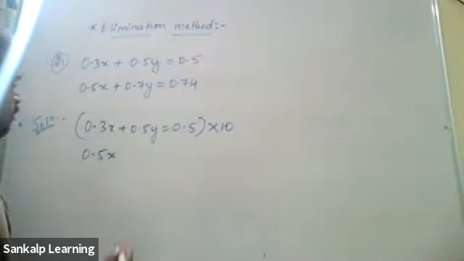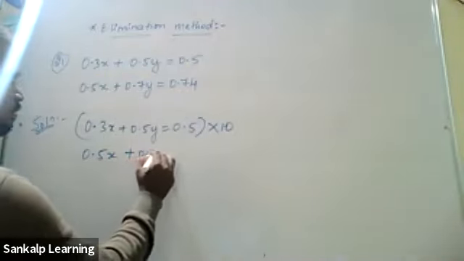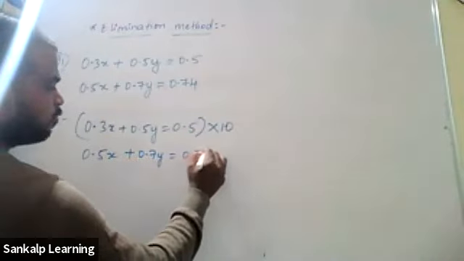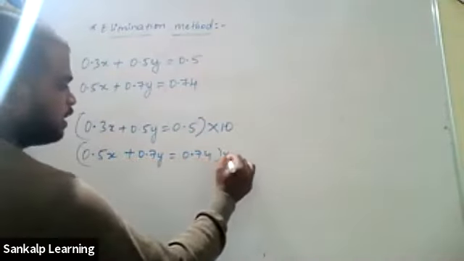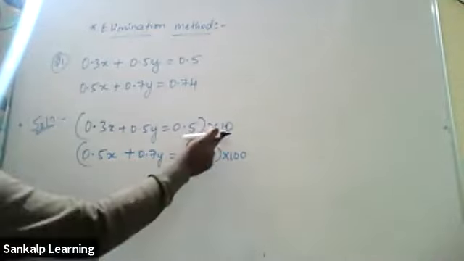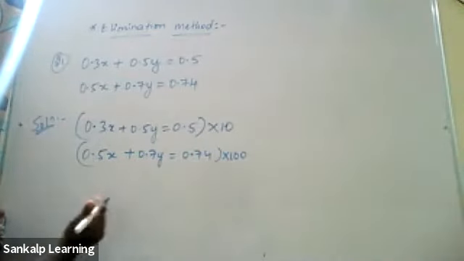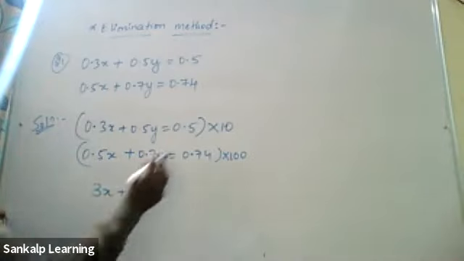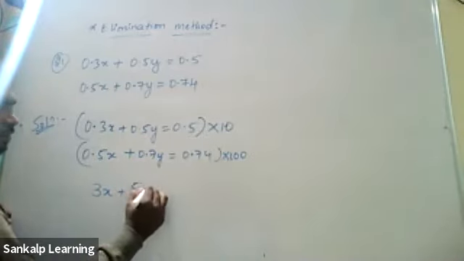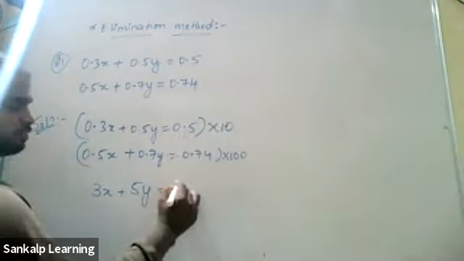The majority ones you have to consider. 0.7y equal to 0.74. Throughout let's multiply by 100. So again we get 10 into 0.3. 10 into 0.3, as I just said, comes as 03. 03 is nothing but 3. 3x. 10 into 0.5 is 5y. 10 into 0.5 is 5.